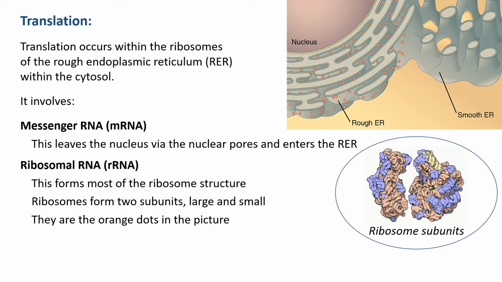It also involves another form of RNA. This is ribosomal RNA. Ribosomal RNA, or rRNA, forms most of the ribosome structure. And ribosomes have two subunits. They have a large subunit and a small subunit. And in the top picture there, the ribosomes are represented by the little orange dots. And there you see a close-up of the complex shape of the ribosome.